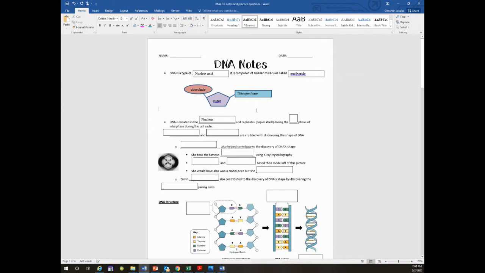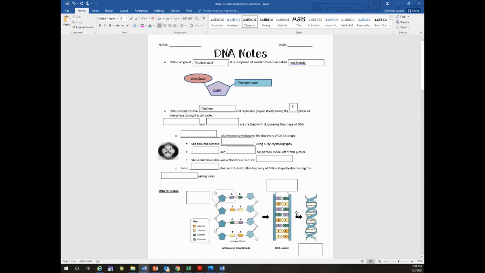And it replicates or copies itself during the S phase of interphase in the cell cycle. So we learned about this when we talked about mitosis and the cell cycle. Interphase had G1, S, and G2 phase. Remember, the G phases were growth phases, and the S phase was when the DNA was replicated so that the new cell had a complete set of DNA. And so DNA is able to be made during this portion of the cell cycle, and it's going to rely on the rules of base pairing in order for DNA replication to occur.